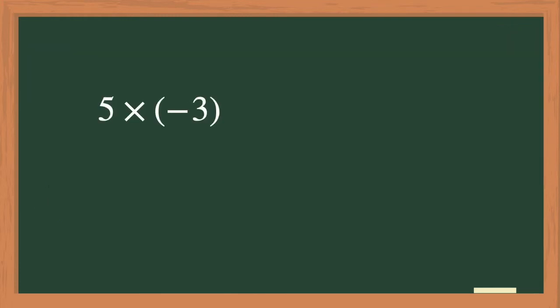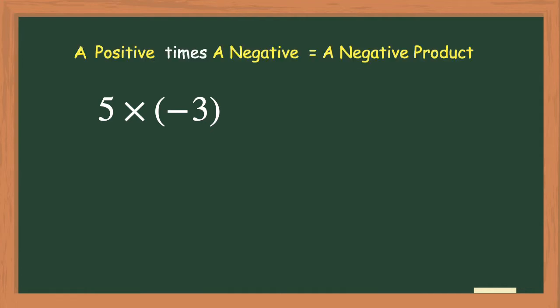Here we have positive 5 multiplied by negative 3. Before you multiply 5 times 3, take a moment to think about whether your answer or product will be negative or positive. The rule when multiplying positive and negative integers is that a positive times a negative will always equal a negative product or answer. Since the 5 is positive and the 3 is negative, that means that our product will be negative. So now all you have to do is multiply 5 times 3, which is 15, and you already know that the product will be negative, so your final answer is negative 15.